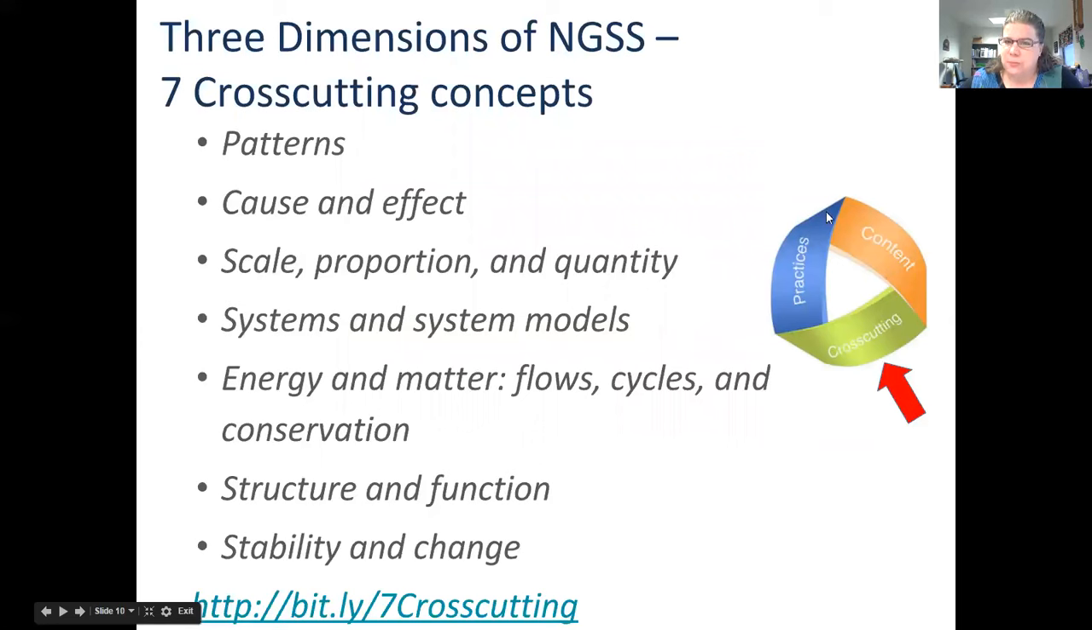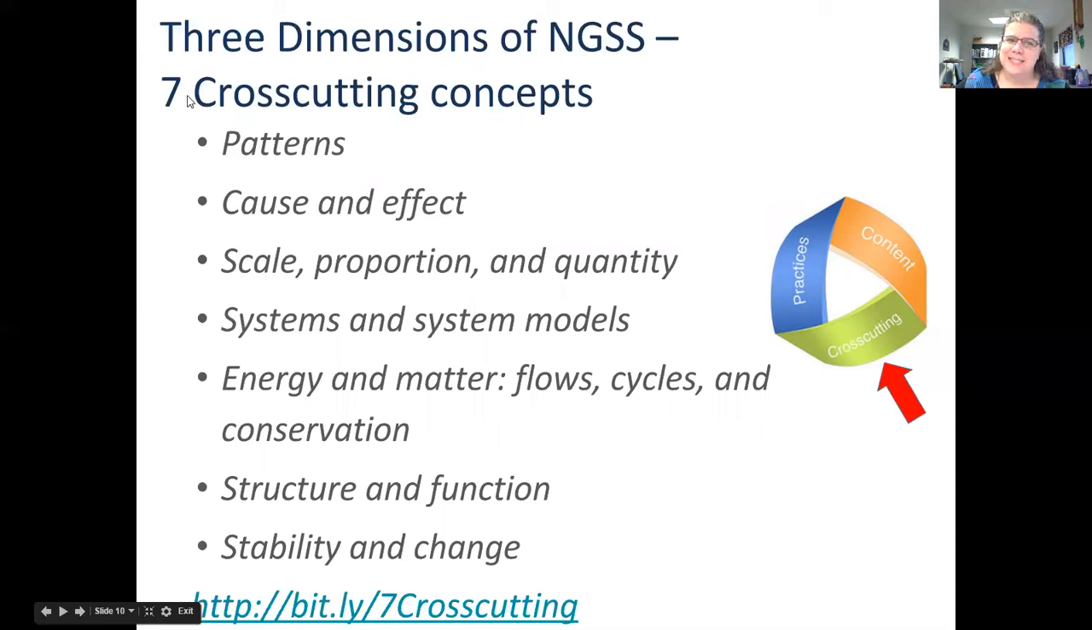So the first dimension of practices we just covered. We are going to move on to the cross-cutting concepts. These are ideas that will carry across regardless of what domain of science we might be in. There are 7 cross-cutting concepts, and they include patterns, cause and effect, scale, proportion, and quantity, systems and system models, energy and matter, focusing on flows, cycles, and conservation, structure and function, and stability and change.